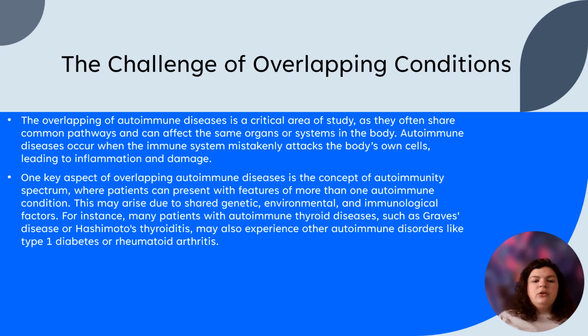The overlapping of autoimmune diseases is a critical area of study, as they often share common pathways and can affect the same organs or systems in the body. Autoimmune diseases occur when the immune system mistakenly attacks the body's own cells, leading to inflammation and damage. One key aspect of overlapping autoimmune diseases is the concept of autoimmunity spectrum, where patients can present with features of more than one autoimmune condition. These may arise due to the shared genetic, environmental, and immunological factors.